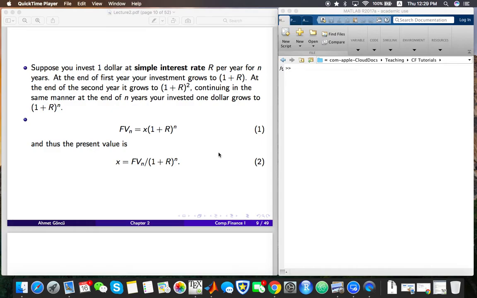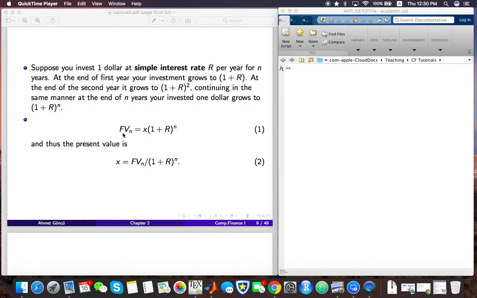Okay, let's talk about the interest rates and how we can calculate the asset returns. So the simple interest rate is denoted by this R per year for n years. And the future value of your investment can be calculated by x times (1 plus r) to the power n. And here x is how much you invest. It can be $1, it can be $100, and so on.